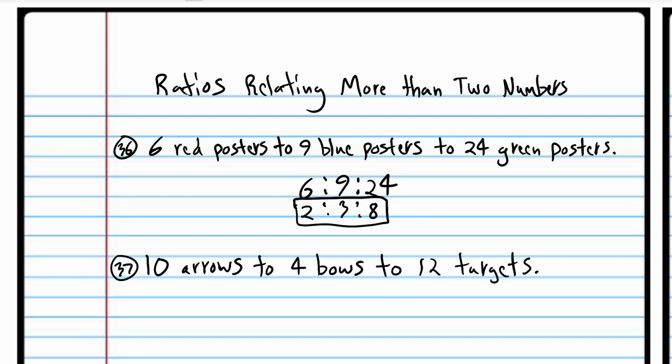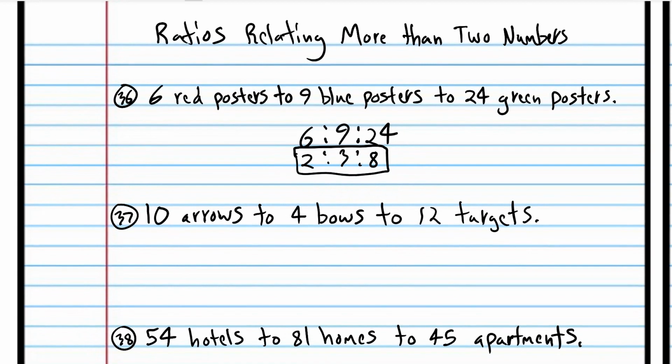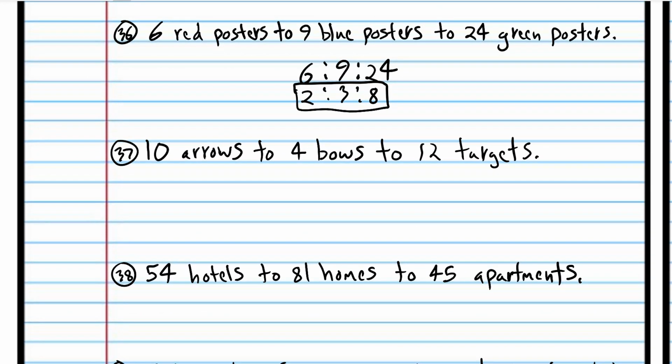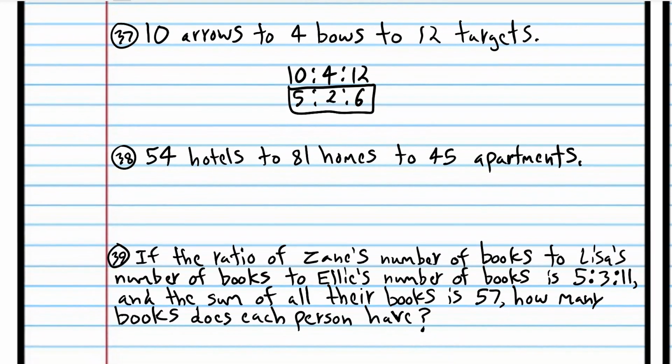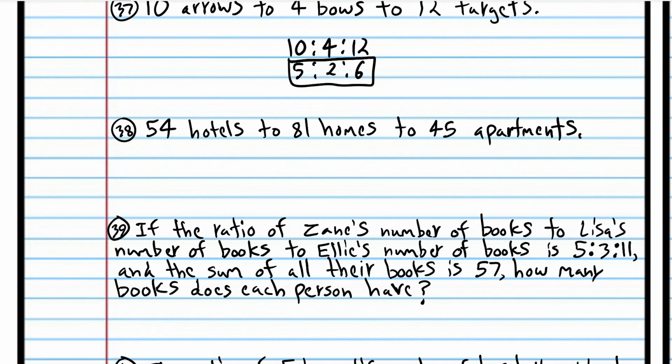So we reduce the ratio to lowest terms. Why don't you try number 37, and when you come back, we'll do it together. All right, we're back. Let's go ahead and write the ratio. Divide all numbers by 2, and you get 5 to 2 to 6. So if you got the right answer, good job. If you didn't, just go back and figure out what you did wrong.